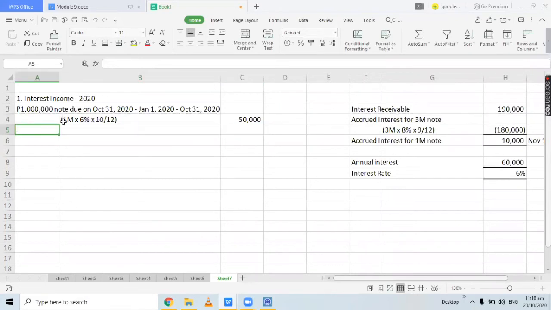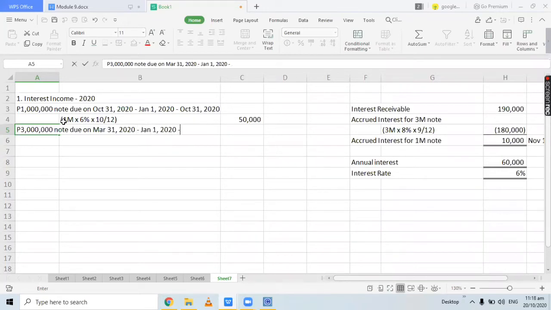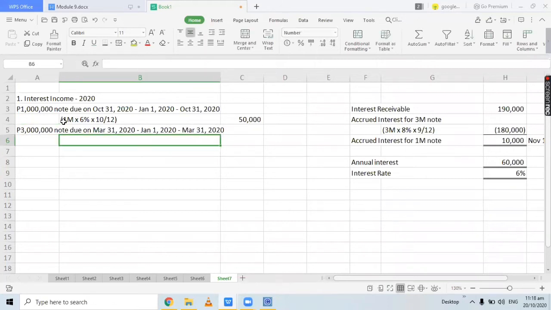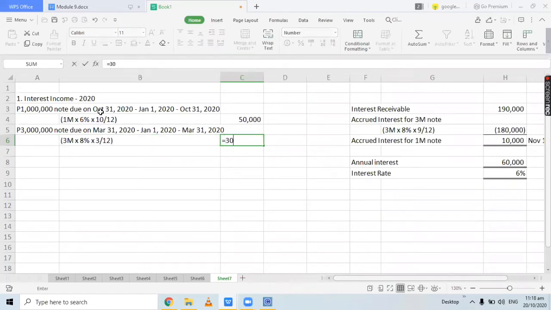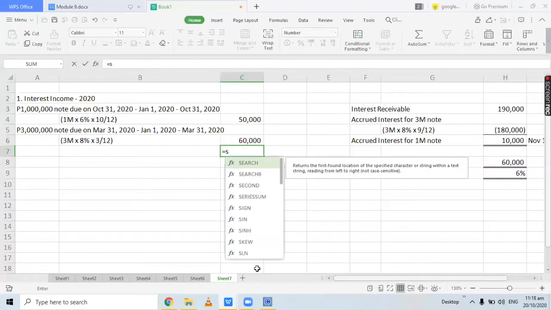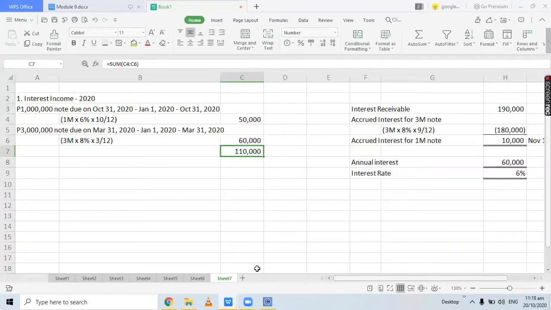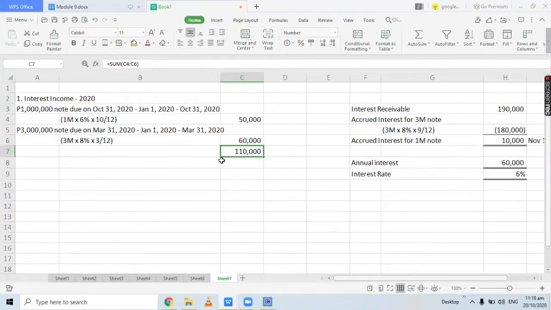$50,000. And then on the 3 million note, March 31 naman siya. So to get the interest income from January 1, 2020 to March 31, 2020, 3 million times the rate, given naman, 8%, times ilang months, 3 over 12. $68,000. Total interest income for 2020. Answer is letter A.